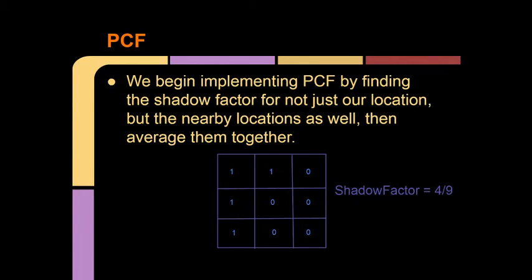The first step in implementing PCF will be to change how we are calculating our shadow factor. Instead of this value being based on only the current pixel, we will also calculate it for the pixel's neighbors, then average the results.